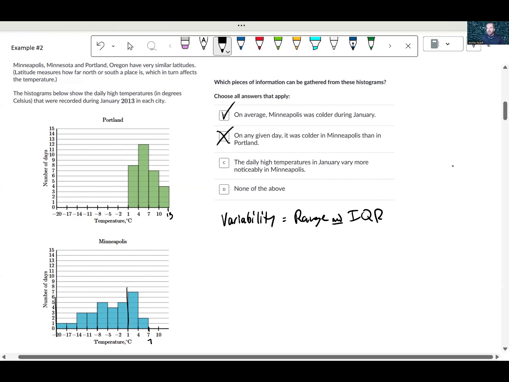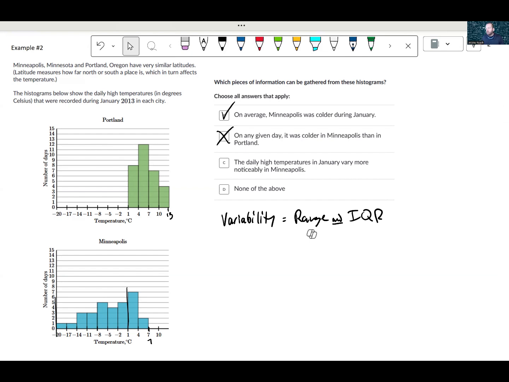Okay, we can't find the IQR from a histogram alone unless it actually tells us what the IQR is or what quartile 1, quartile 2 is. We cannot find the IQR, but we can find the range. And just like our last problem with the range, I'm just going to write the range of Portland.